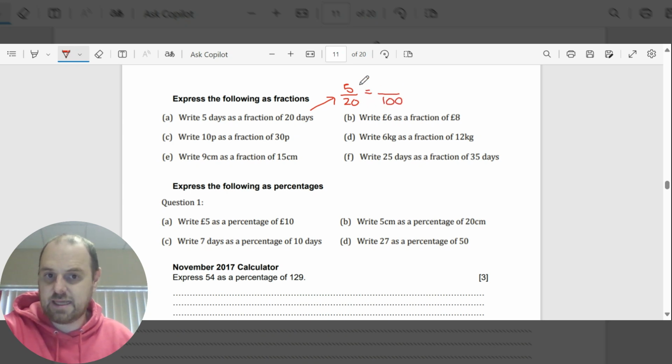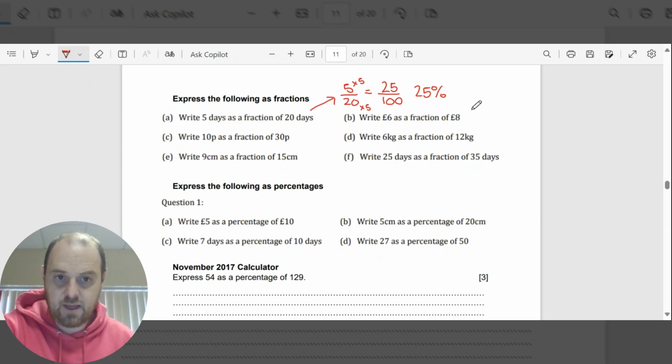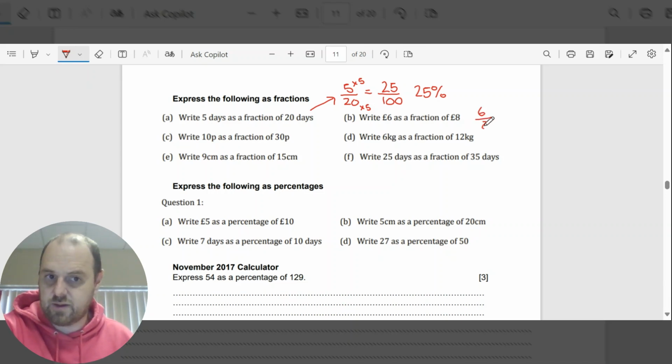So we'd be timesing that by 5 to make it 100. Therefore, times the top by 5. So it's 25 out of 100, which is 25%. Now, not all of these are possible to do that with, okay? In fact, most of them are not. So just don't even bother doing these. You just write in 25 out of 35.